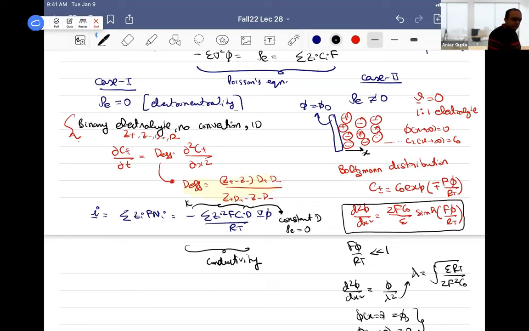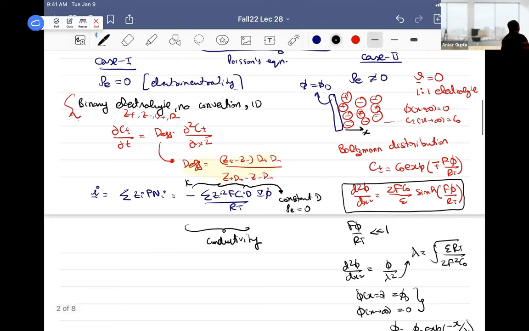The second part we focused on last time was case two, where the charge density is not zero. We discussed how for no convection, a 1:1 electrolyte and a 1D system, you can derive a Boltzmann distribution. Remember that this was the Boltzmann distribution, the one I'm highlighting now. The meaning of the Boltzmann distribution is that it's a balance of electromigration and diffusion.